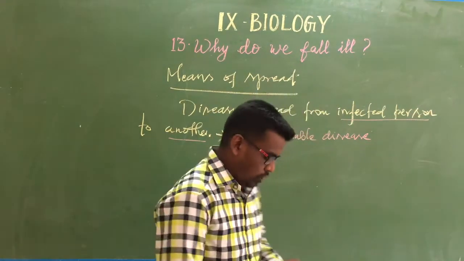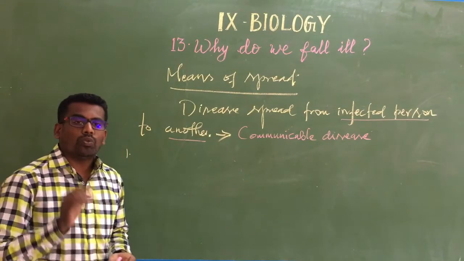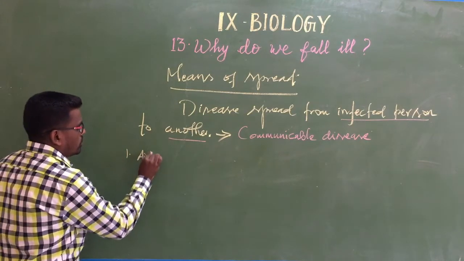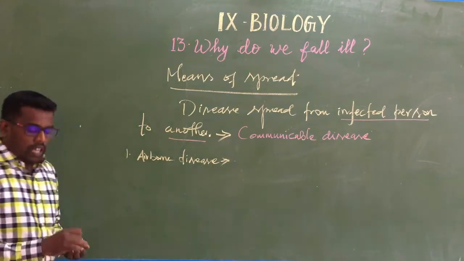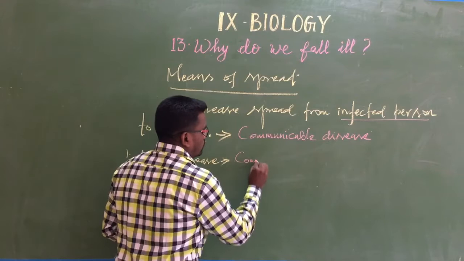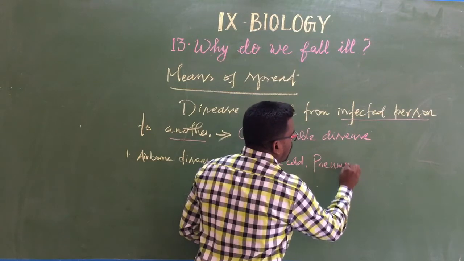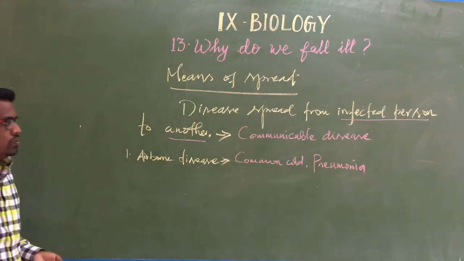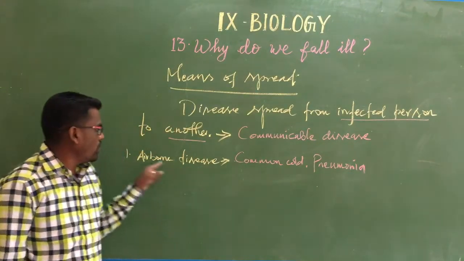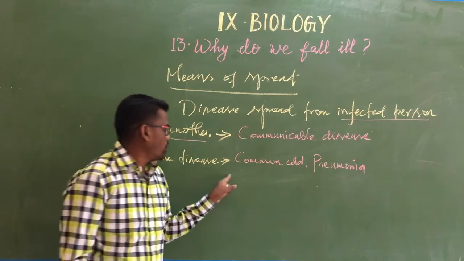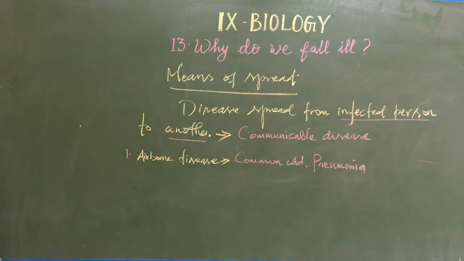One way is through air. If the disease spreads through the air, that is called an airborne disease. Example: common cold. Another example: pneumonia. Pneumonia is a respiratory disease. So if the disease spreads through the air, it is called airborne disease. Examples: common cold and pneumonia.